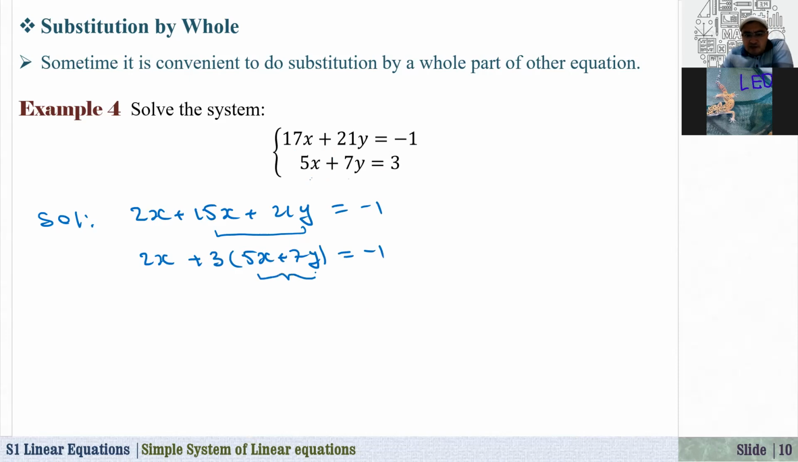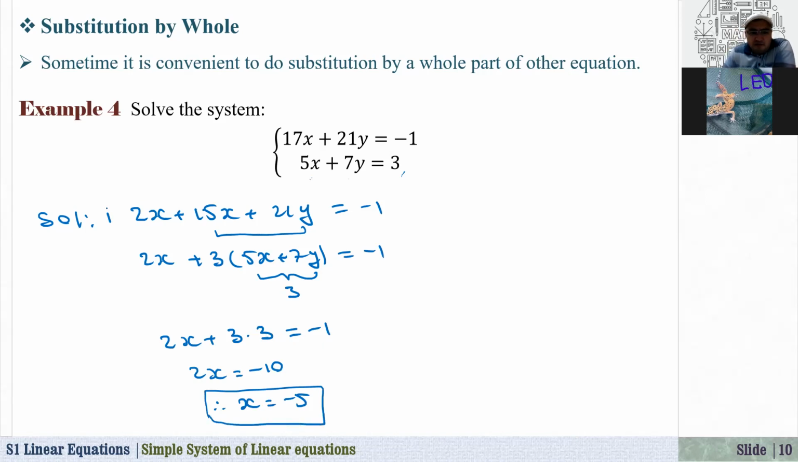Now 5x plus 7y is just our second equation, right? That's equal to 3. So now that's why we are saying the substitution by whole. So that is 2x plus 3 times 3, it is 3 times 3 is equal to -9. So 2x equals, take 9 to the right-hand side, -1 minus 9 is -10. So x is equal to -5.